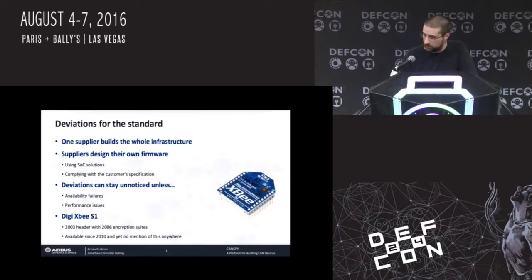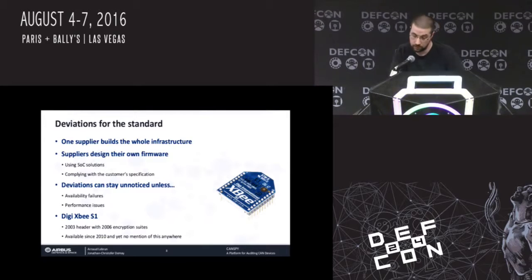Usually, when a supplier is building an infrastructure, 15.4 or something else, this supplier will be the one to build everything: the sensors, the coordinators, the border routers that connect the smart grid to the IT infrastructure. That means that if the supplier makes a mistake while implementing the norm, usually this mistake will stay unnoticed for long. By that I mean that if the mistake does not induce failure or performance losses, since every component in the network has this deviation from the standard, no one really will notice it for long.